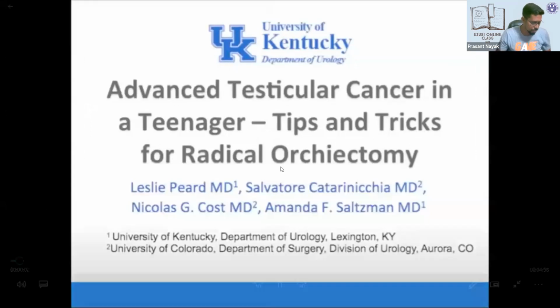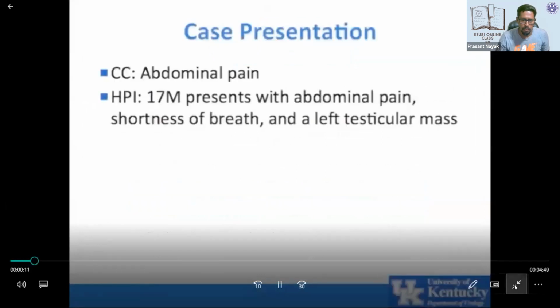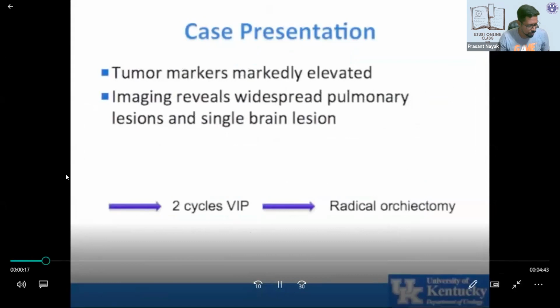Testicular cancer is the most common malignancy in adolescent and young adult males. It frequently presents at an advanced stage, but outcomes are excellent. Our patient is a 17-year-old Hispanic male who presented with abdominal pain, shortness of breath, and a left testicular mass. Testicular markers were all markedly elevated, and he was found to have widespread pulmonary metastatic disease and a solitary brain lesion.